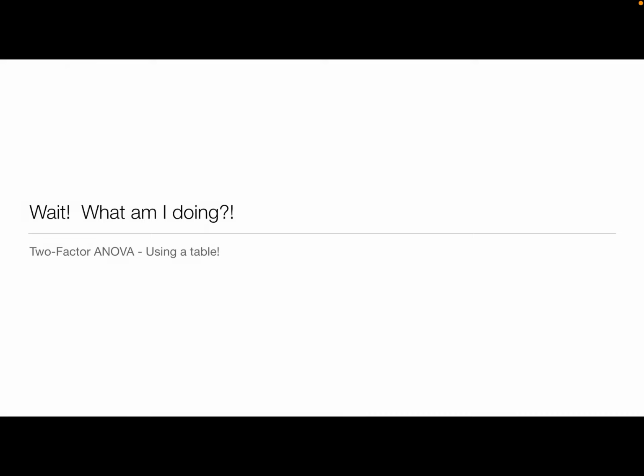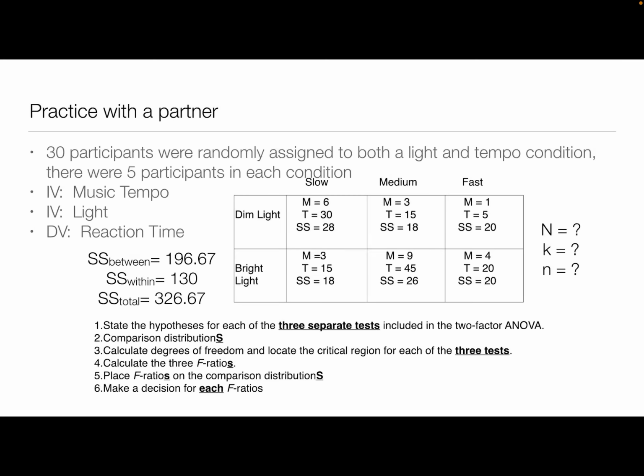We are doing a quick tutorial still on two-factor ANOVA. This one will be using an ANOVA source table. So this is the same practice problem that we have in our other quick tutorial. It's the same practice problem from class, but I'm going to show you a different way to do it.